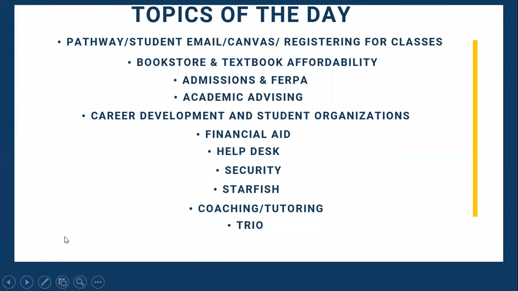So on this next slide, you're going to be seeing some topics of the day. At the very top, you'll notice that we have Pathway, student email, Canvas, and how to register for classes. These are certain pathways that you'll use throughout the semester in order to be successful in your spring 2023 semester. Also, we'll be going over certain departments and offices on campus, and what we offer as far as resources, what each office represents, and how we can help you be successful throughout the semester.